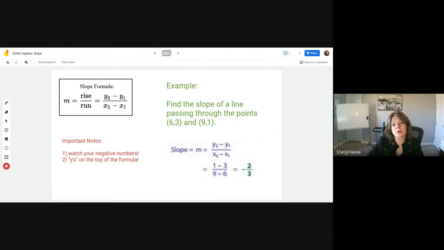So in closing, when we talk about slope, the word slope actually means how steep something is. But in algebra, what we're really looking at is what the linear equation looks like when you graph it on the coordinate grid, and how steep or not steep that line is.